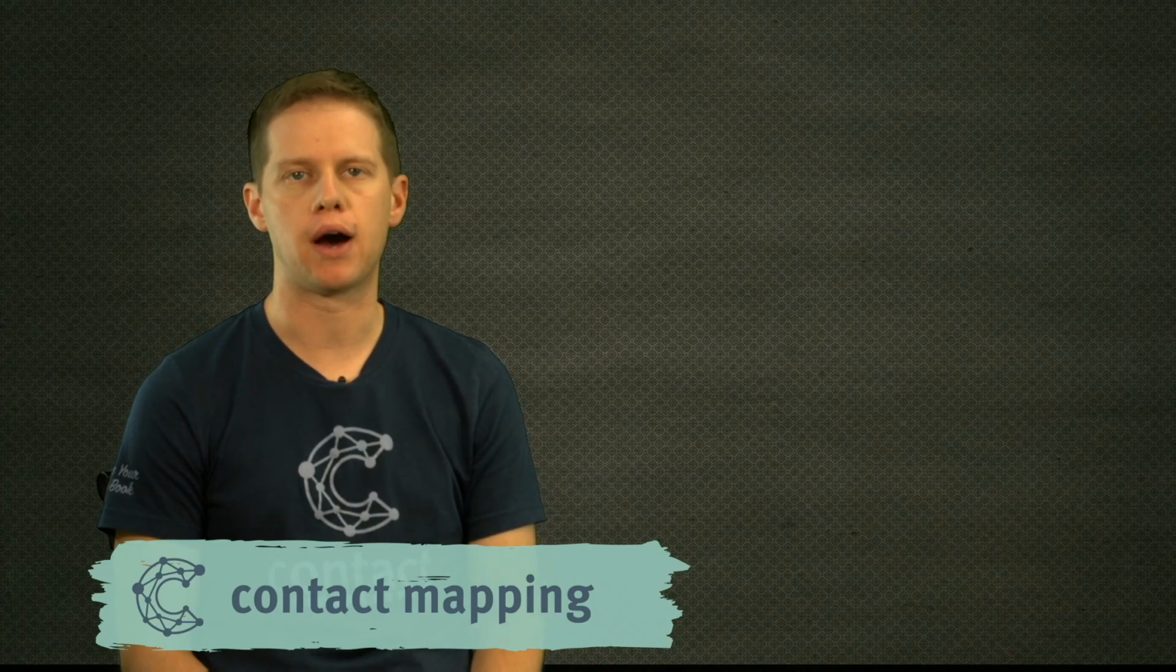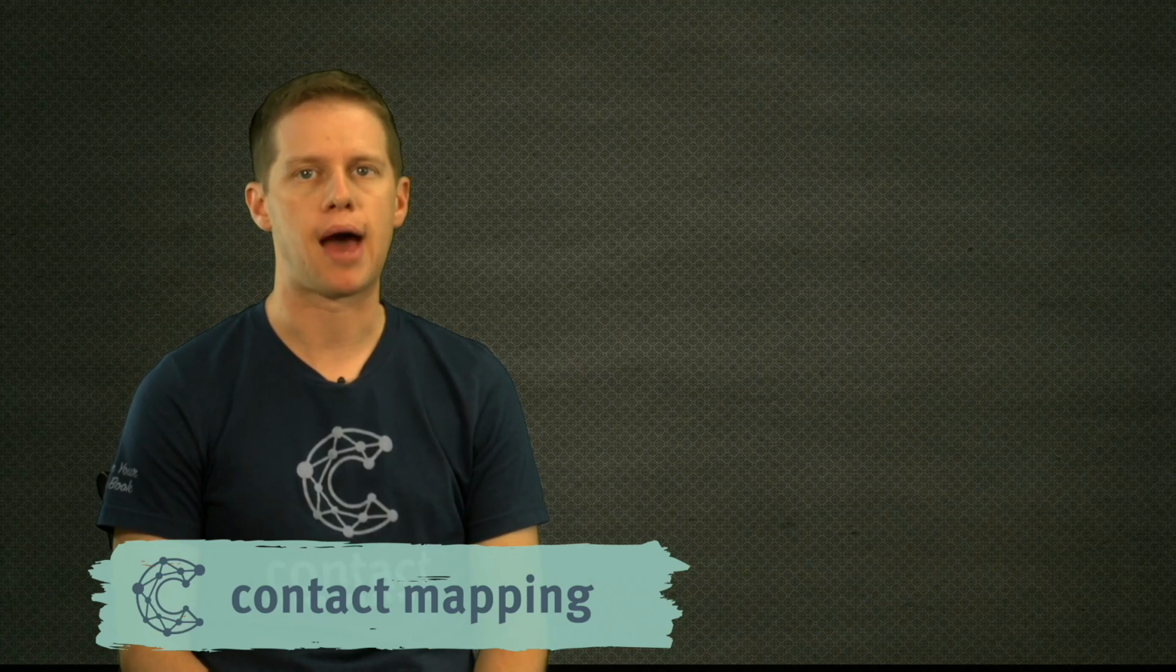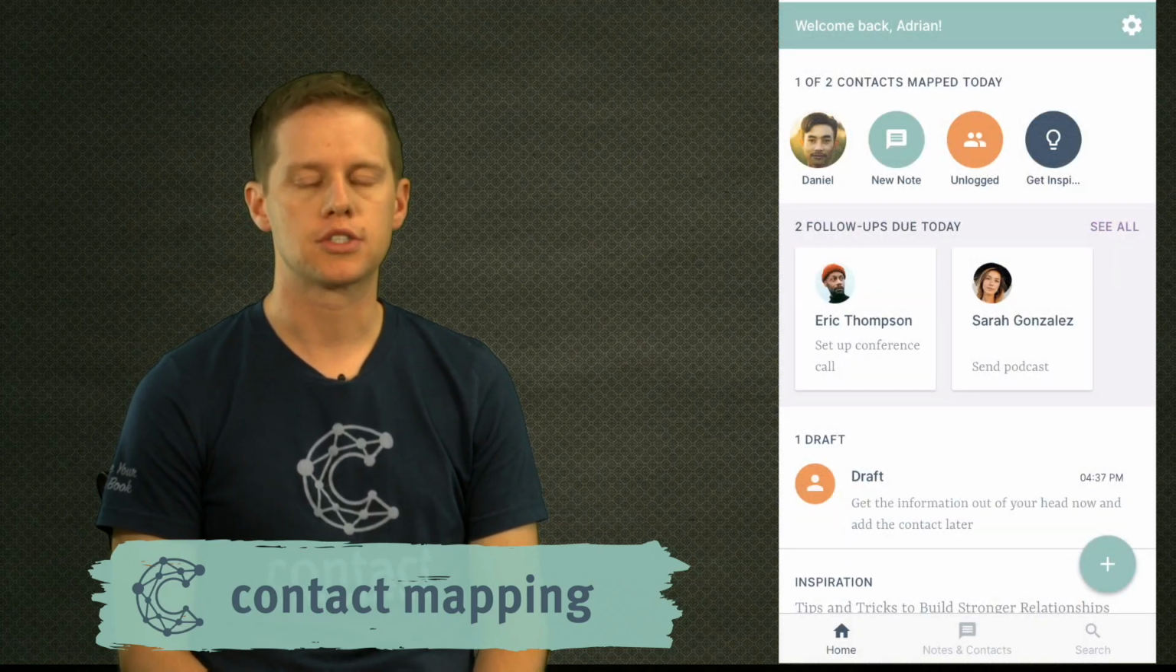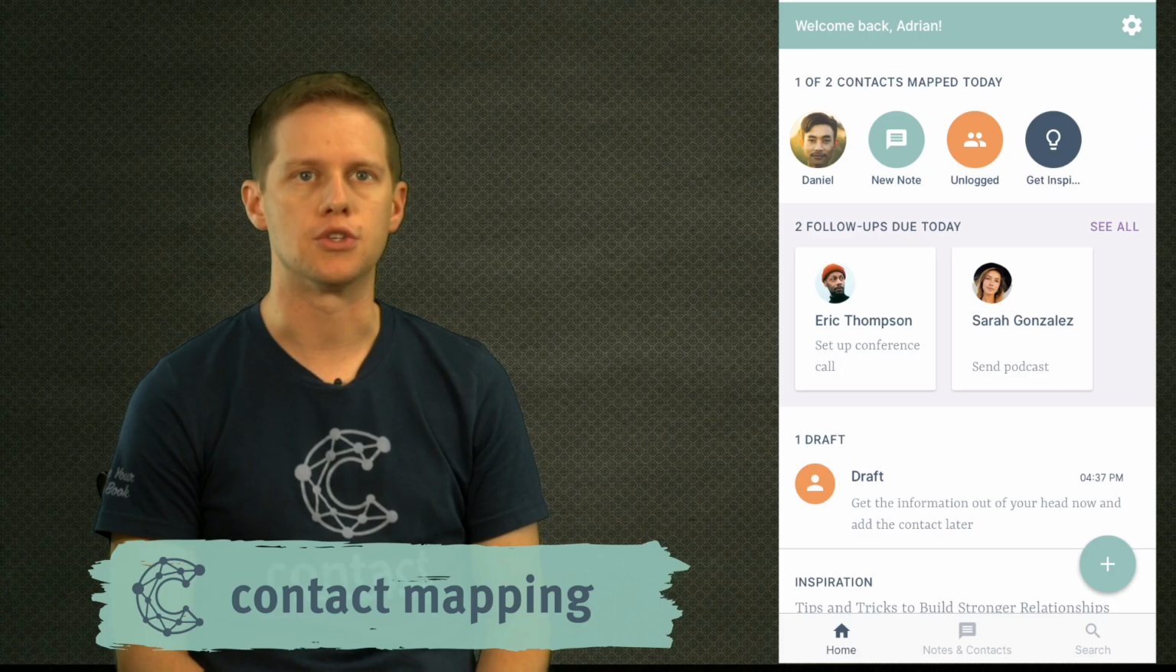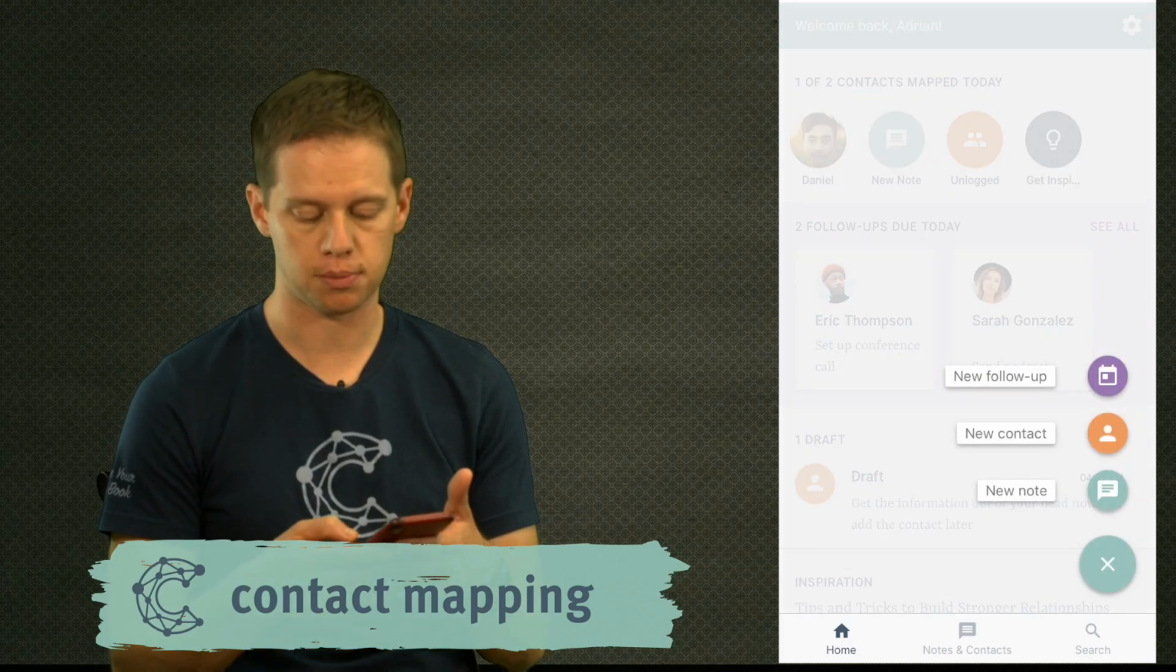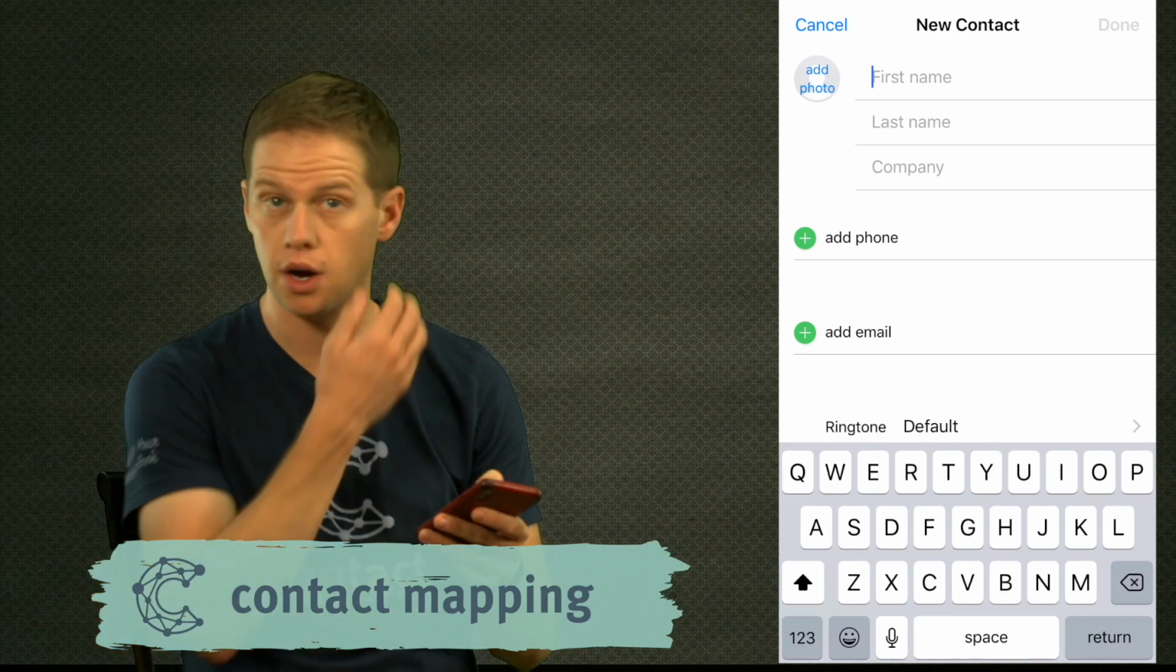I want to do a little run through with you of the best way to go about inputting a brand new contact in your phone using the app and mapping that person right on the spot. So let's do a quick walkthrough of how we're going to do that. What I want you to do is hit that trigger button there on your phone and tap New Contact.